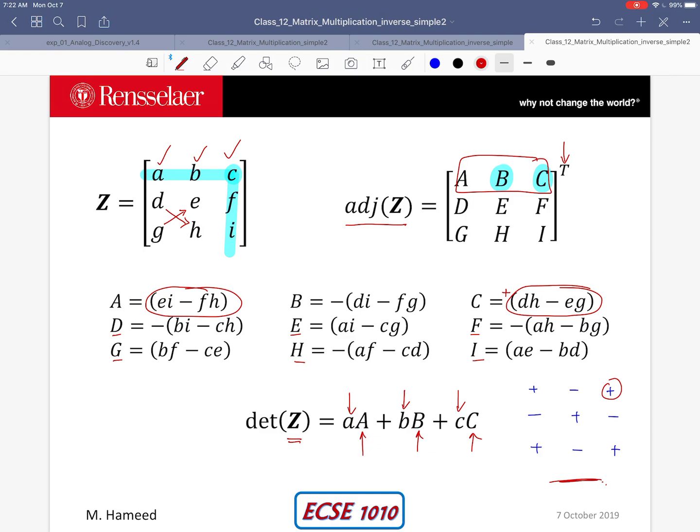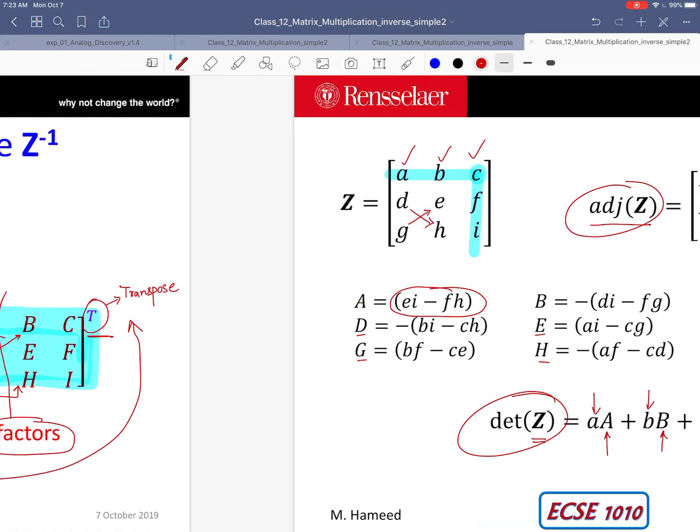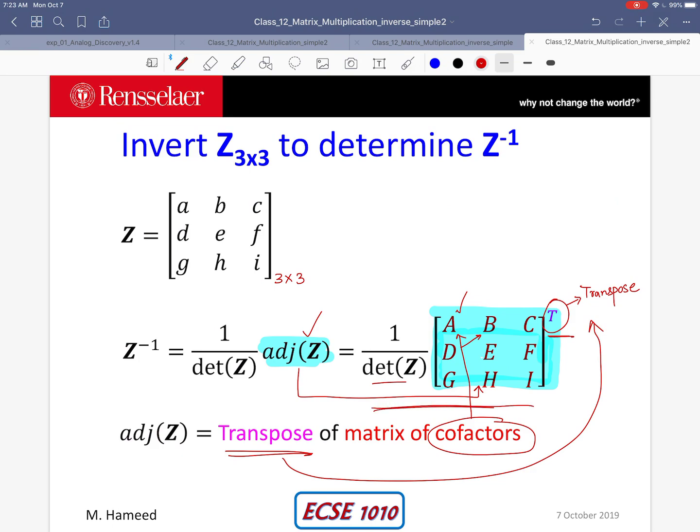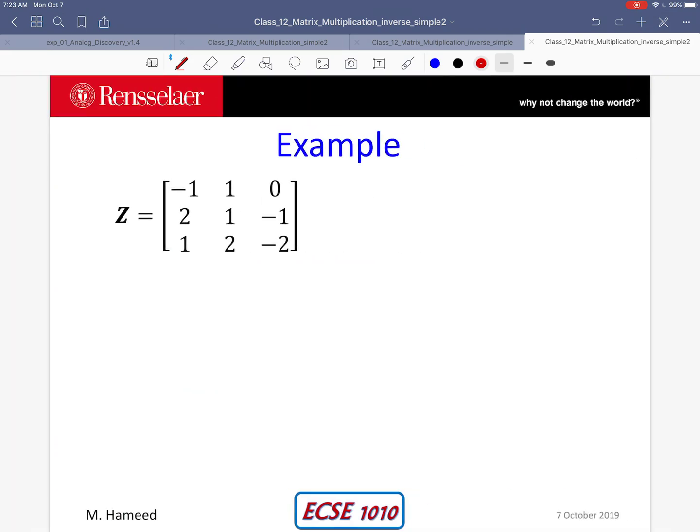And then once we have the determinant and the adjugate, we just plug it into this equation that was given earlier: 1 divided by the determinant multiplied by the adjugate of Z, and we'll have our Z inverse. All right, let's go over an example to see how this works. We are given a matrix Z, 3 rows and 3 columns, and we are asked to find Z inverse. So we'll first try to find the cofactors.